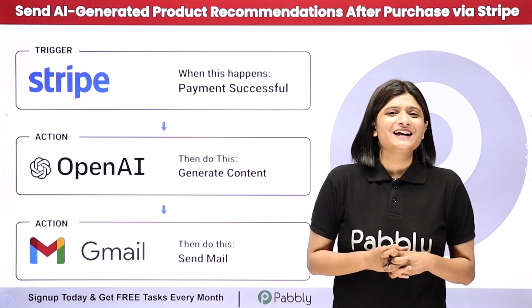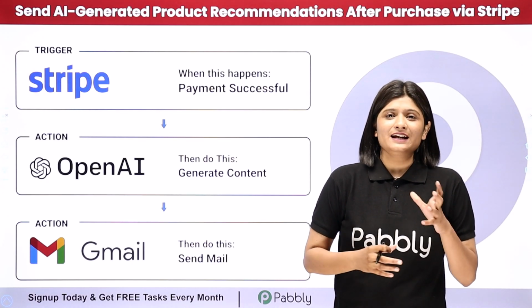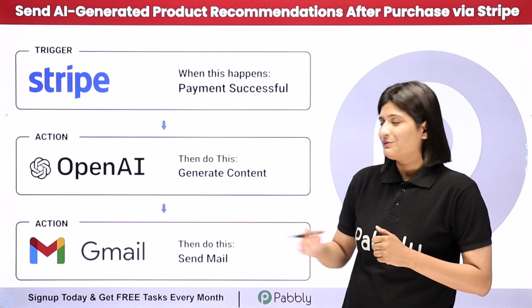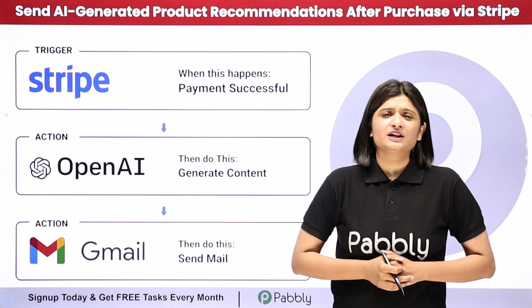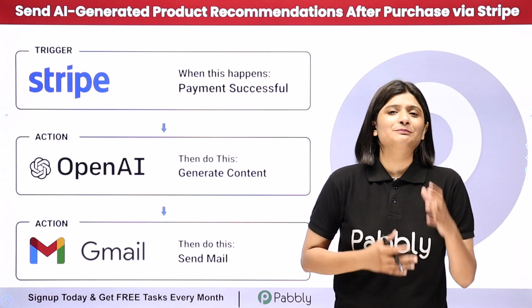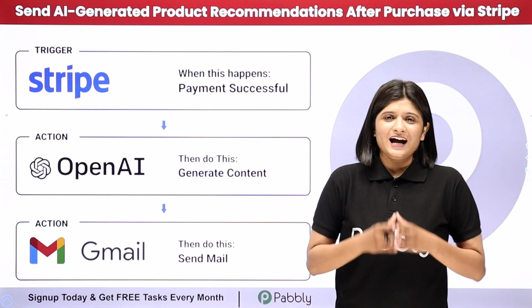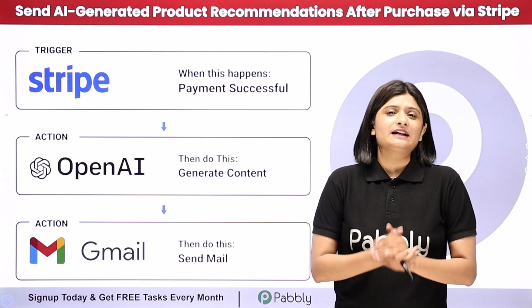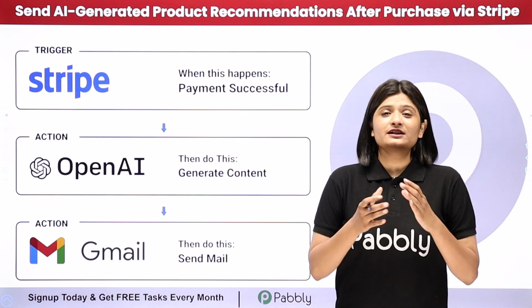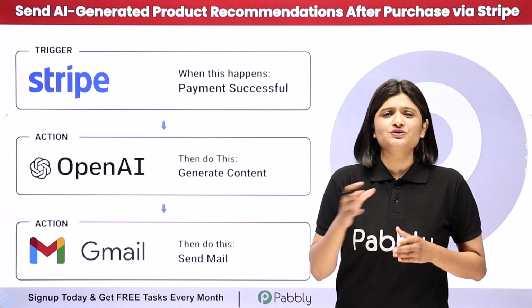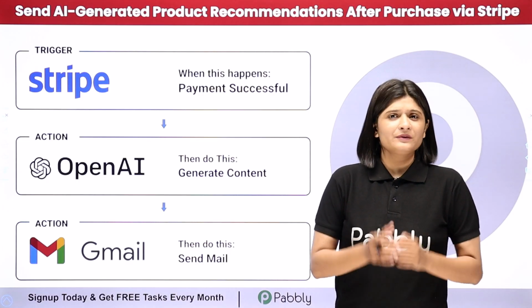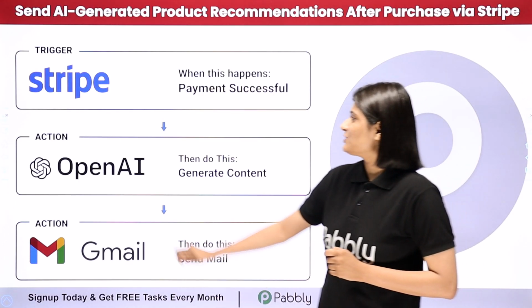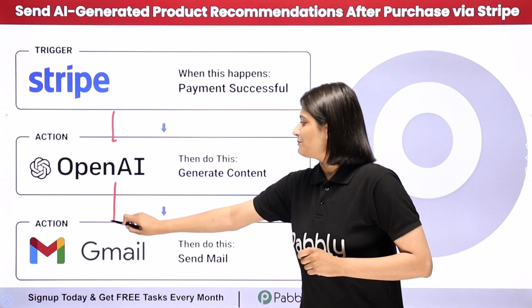Here I am going to use my AI agent as OpenAI and then I am going to send this with the help of Gmail. Now doing this manually will consume a lot of my time, so I've completely automated this process, and to do this automation I'm going to use Pabbly Connect. Pabbly Connect is an amazing automation and integration software which requires no coding or programming skills. Here I just need to build connection between Stripe, OpenAI and Gmail.